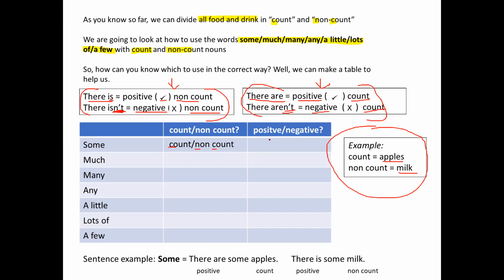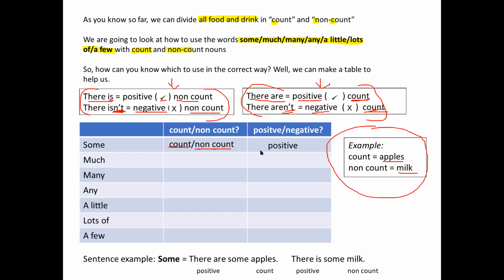Now we have to choose, is it positive or negative? So we know we can use count. So look at our little box over here, count and count. Now you have to choose, is it this one, there are some, or there aren't some? Which one sounds correct to you? Look here, we know we can use non-count. So that's here and here. Do you think we can say there is some or there isn't some? Which one sounds correct?